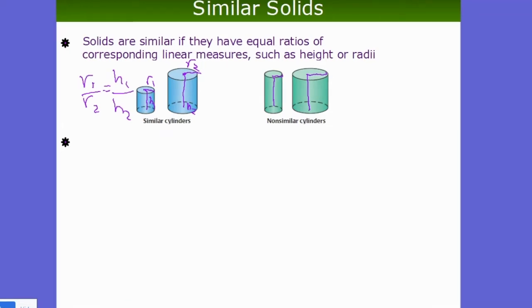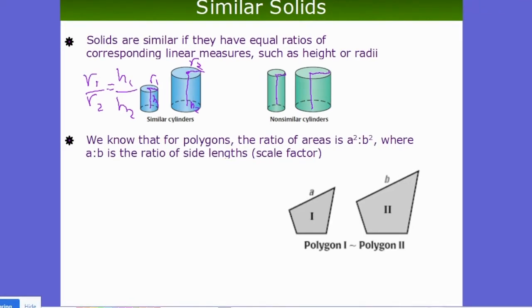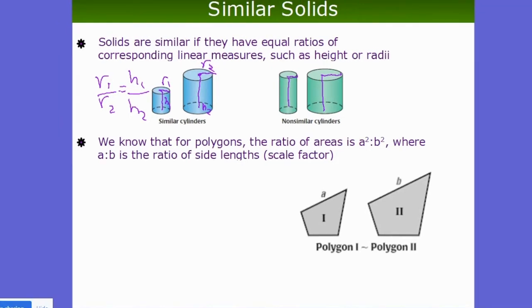Let's review a little bit how this worked in the plane. If you have a set of similar polygons, say, and I know a scale factor ratio, in this case, A to B, if those are our corresponding sides, that means if that's C and that's D, that will be the same ratio.